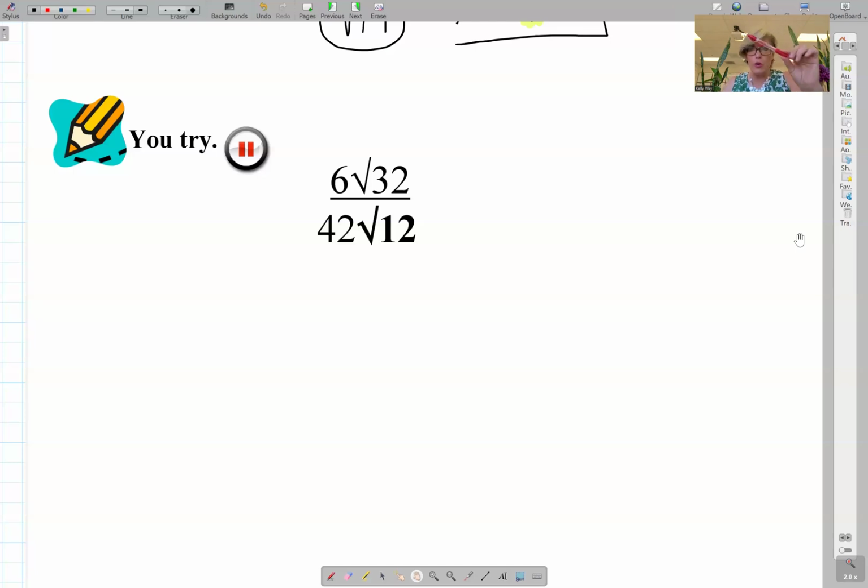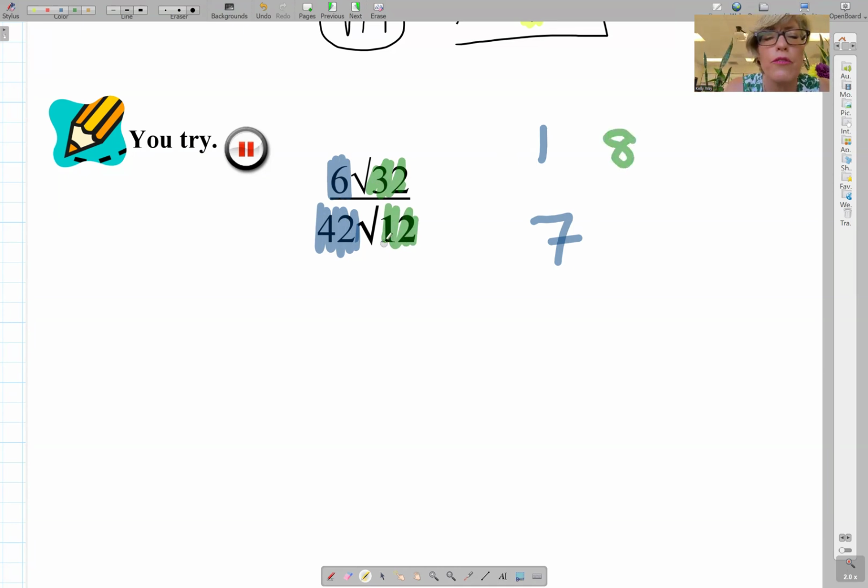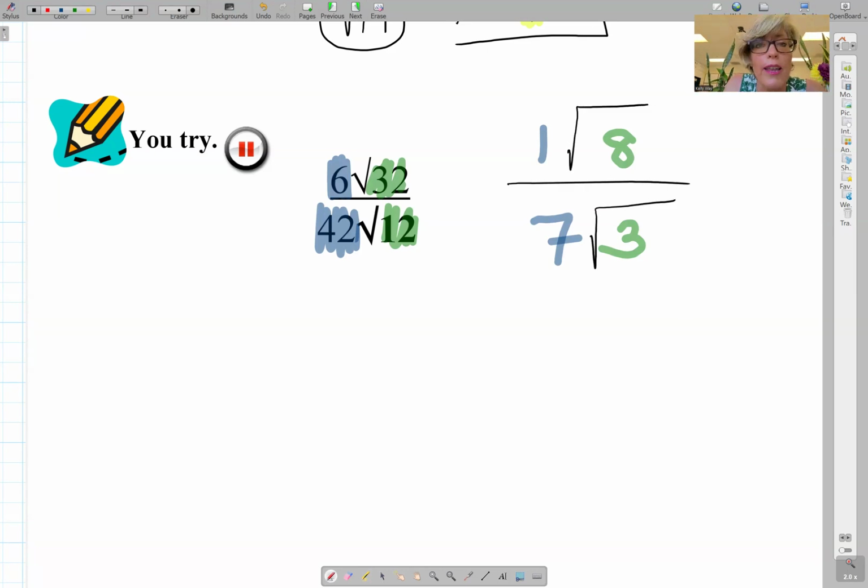All righty, friends, get out your red pens, hit double time while you're correcting. Outies, innies, simplify. So outies first. 6 goes into 42 7 times. So we have a 7 and a 1. Innies, 4 goes into 32 8 times. 4 goes into 12 3 times. So your final version looks like this. Okay, so there's your outies and there's your innies.